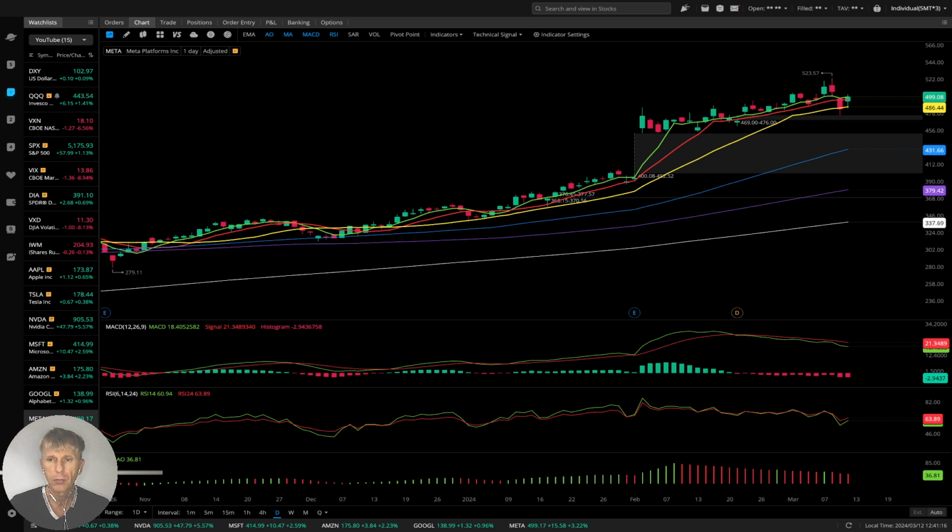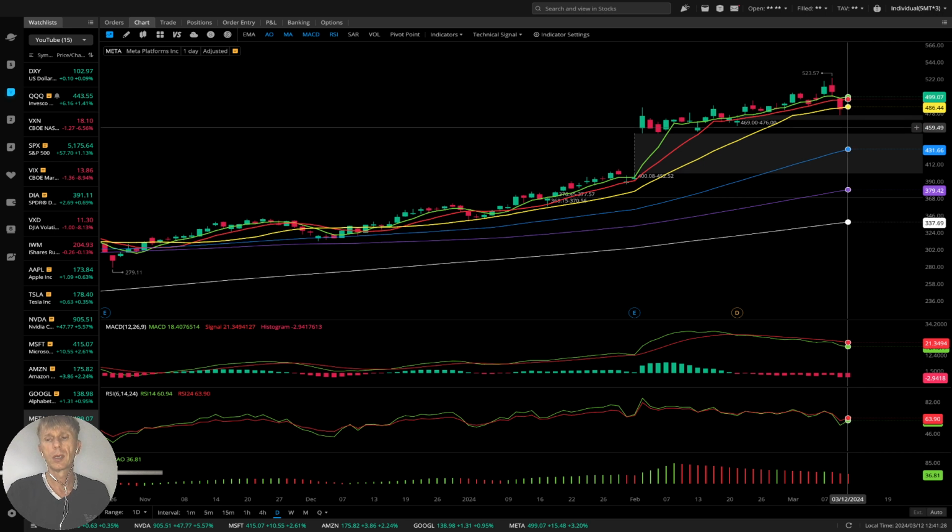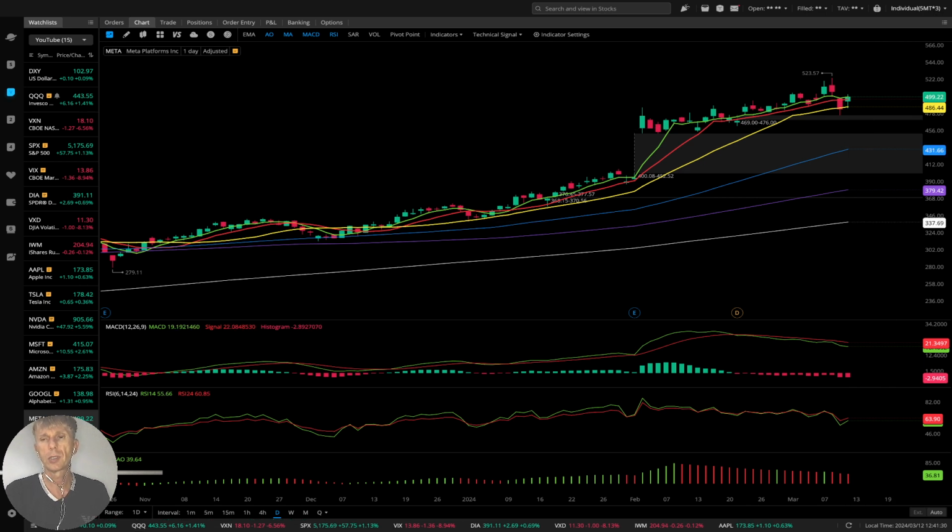Meta daily time frame, last bar, it did bounce from MA 20, from the yellow line, still kind of weak. Bearish divergences on all indicators. We'll see. Looks like a bull trap.